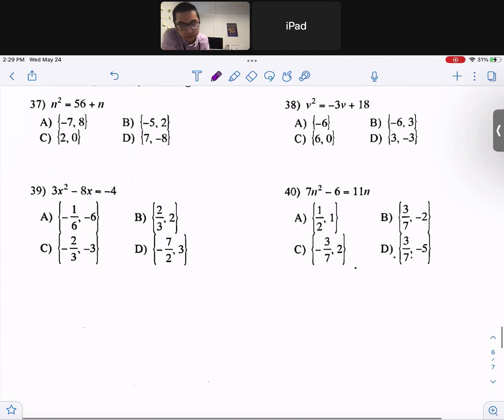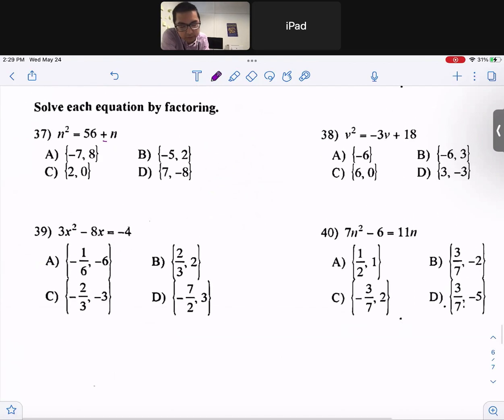In order to solve for this, we need to move everything to the left-hand side. So I'm going to subtract all of these to go on the left-hand side. N squared minus n minus 56 equals 0. Factor by x method: n minus 8 times n plus 7. So n equals 8 and n equals negative 7.